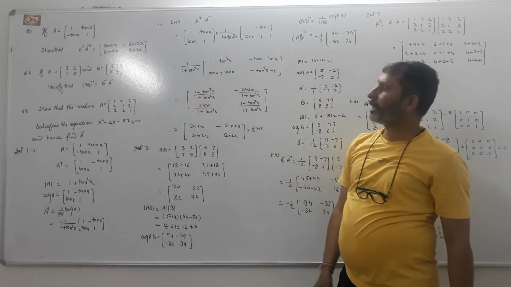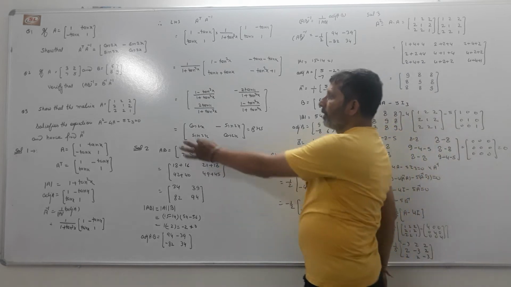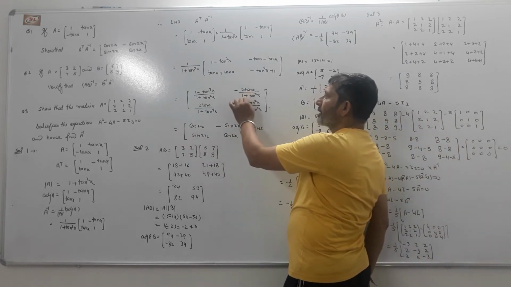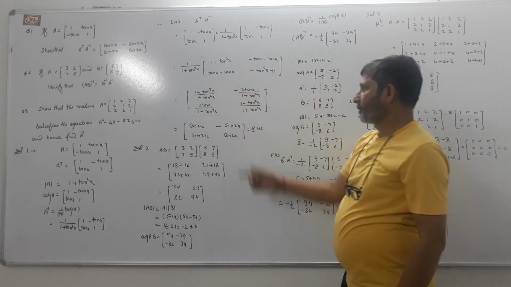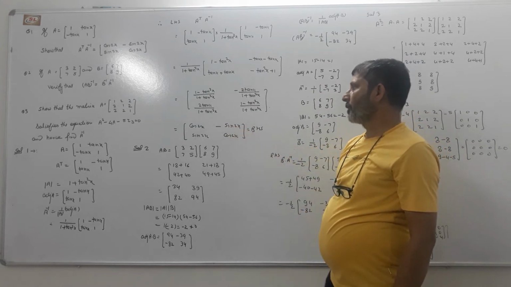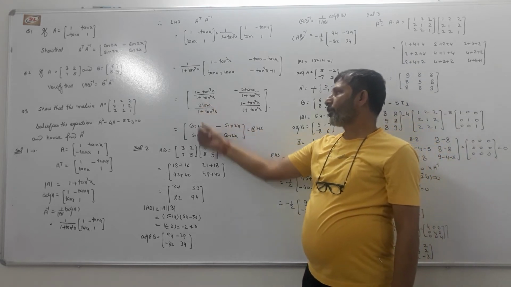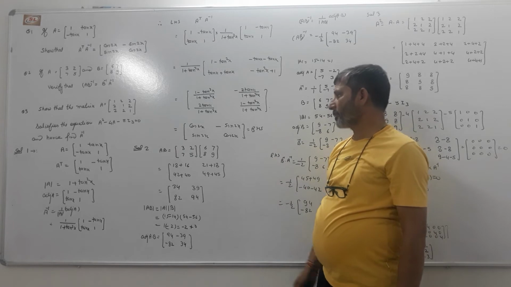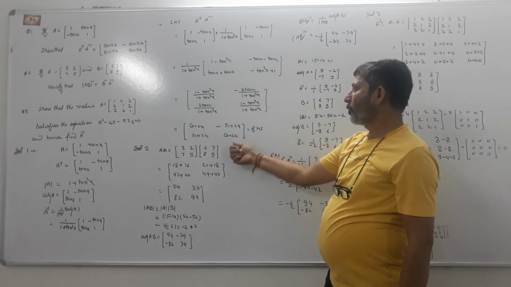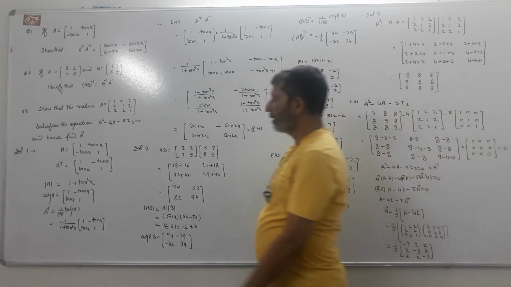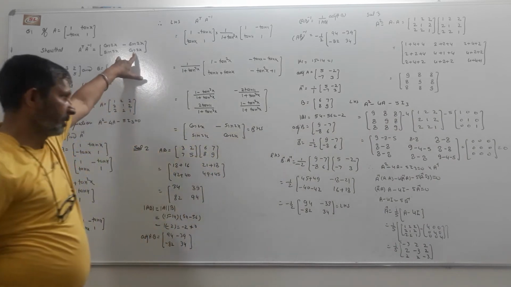And what about this? 1 minus tan square x upon 1 plus tan square x is cos 2x. 2 tan x upon 1 plus tan square x is sin 2x. So we get cos 2x, minus sin 2x, sin 2x and cos 2x. This is the right hand side.